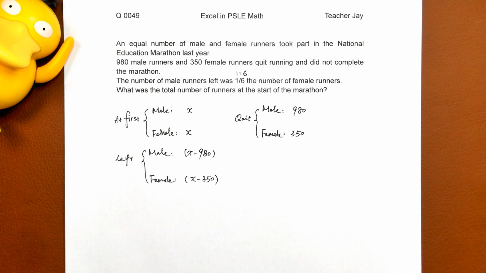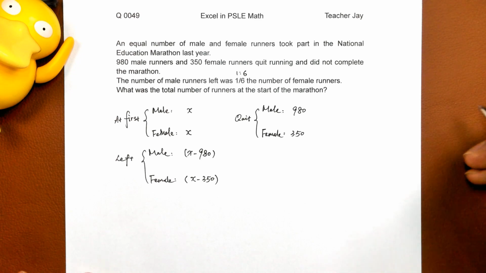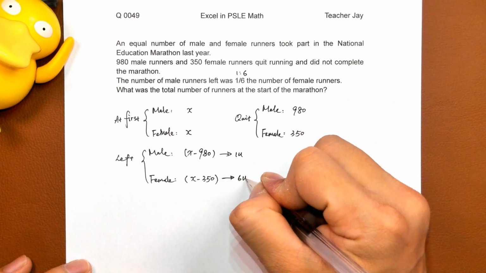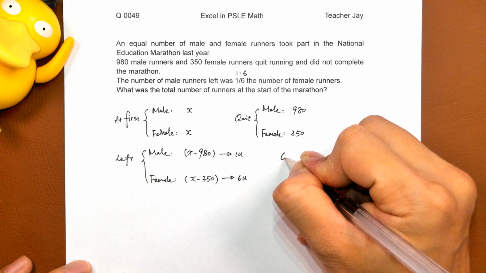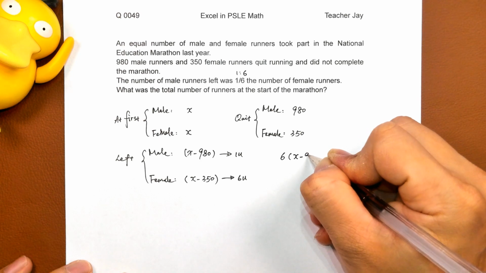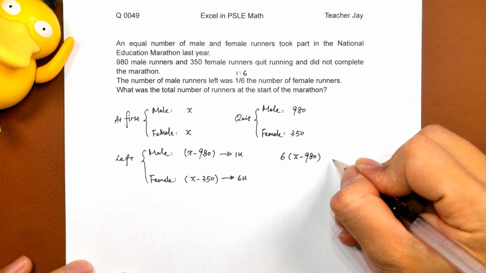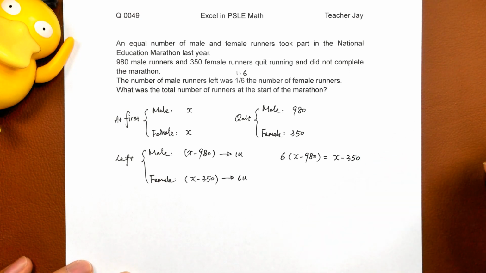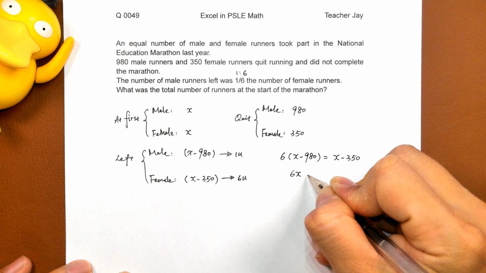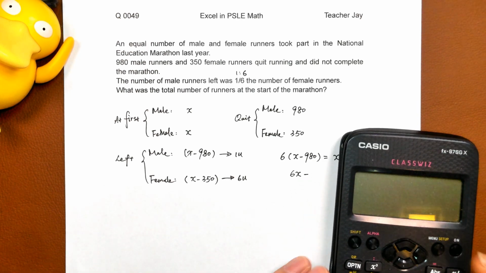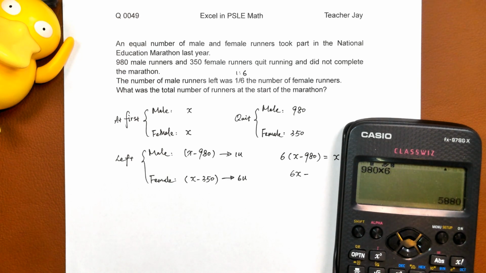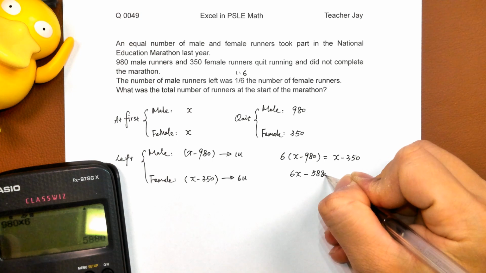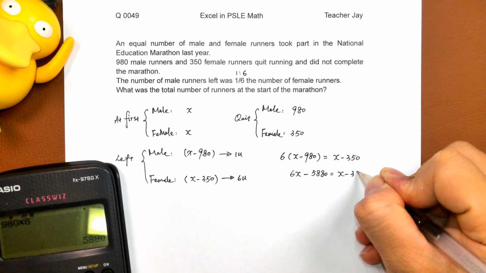of female runners left is 1/6。我们就可以 form an equation。男性的数量是1份，1 unit，and female runners 6 units。你会知道6 times the difference of x and 980 equals the number of female runners left, x minus 350. Remove the bracket, 6x minus, 这个地方我需要用计算器了。980 times 6, 5,880, 5880 equals x minus 350.